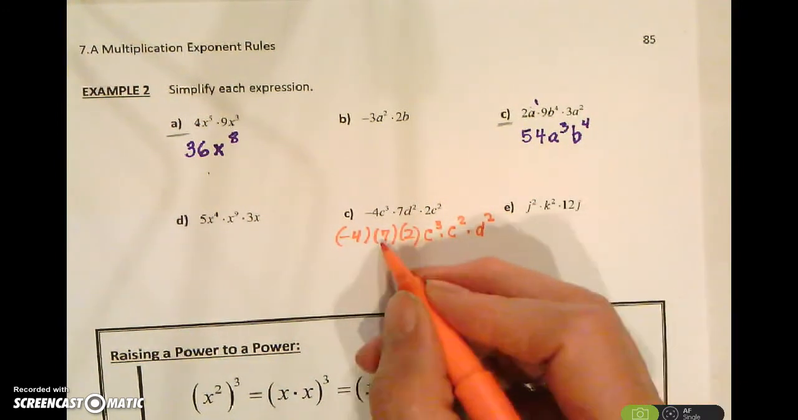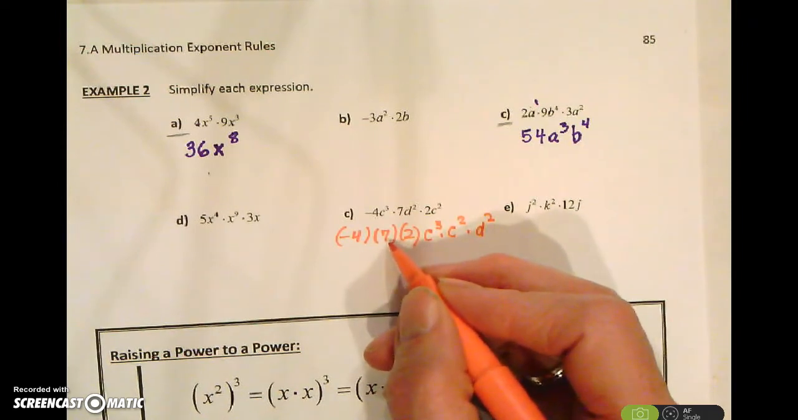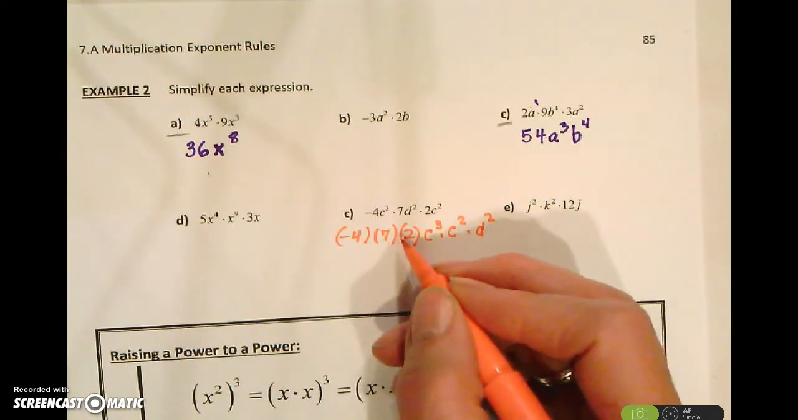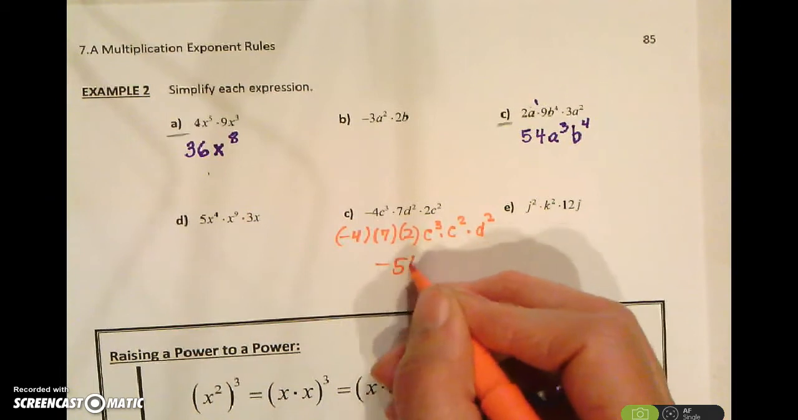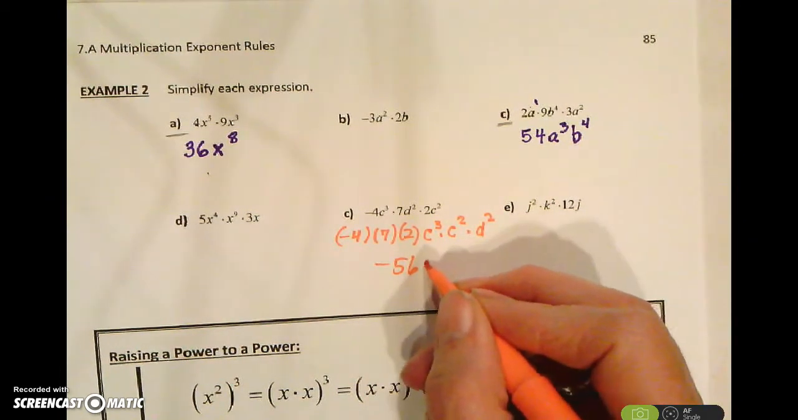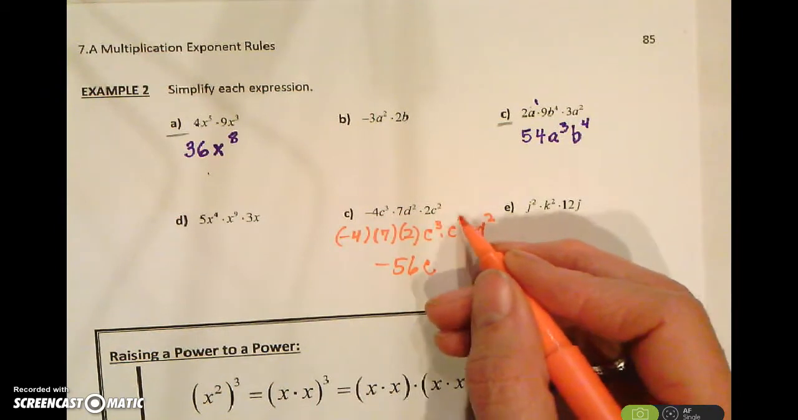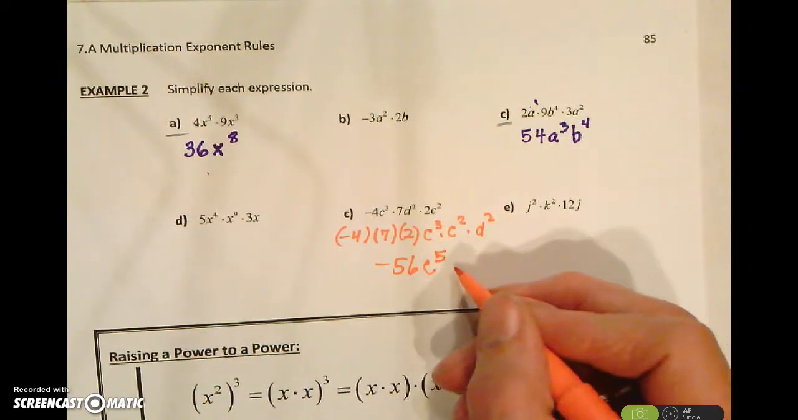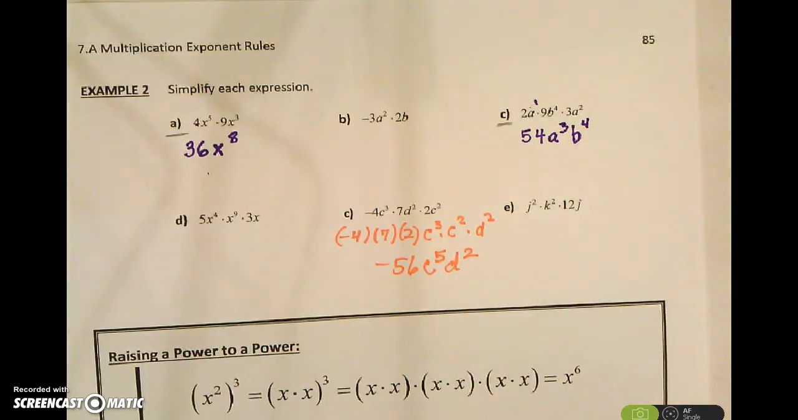So -4 times 7 is -28, and -28 times 2 is -56. Then C to the third times C to the second is going to be C to the 3 plus 2. I'm going to add those, get a 5, and then D to the second for my answer.